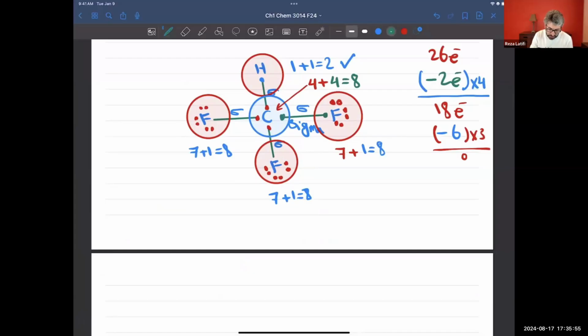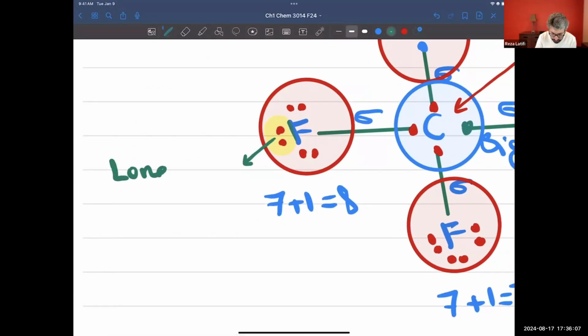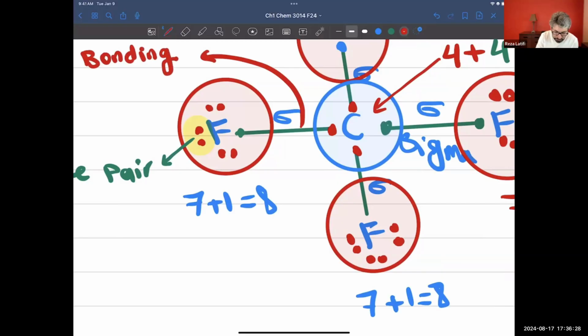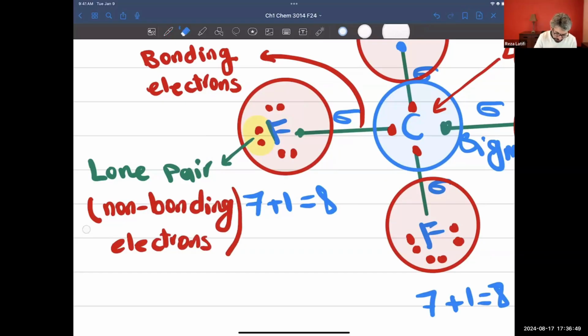Before we go after the formal charge, let me label some of these electrons. Those 2 electrons that I paired, we call them lone pair, because they are not attached to anywhere. But these 2 electrons that are paired between carbon and hydrogen, we use them to make a sigma bond. We call them bonding electrons. The lone pair, sometimes we call them non-bonding electrons.